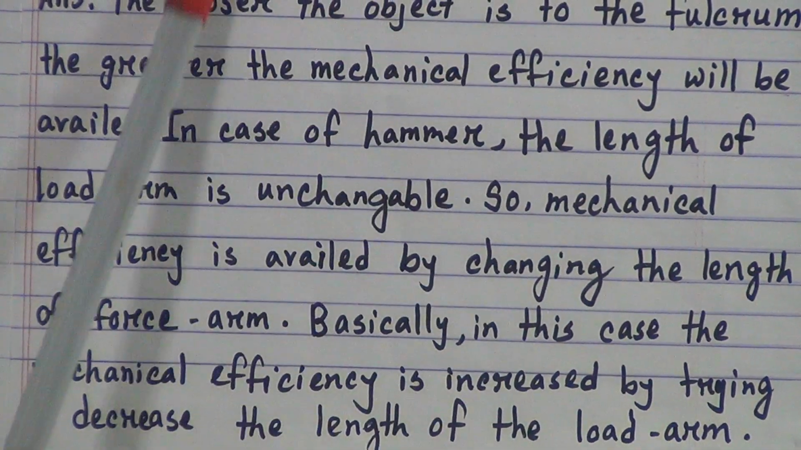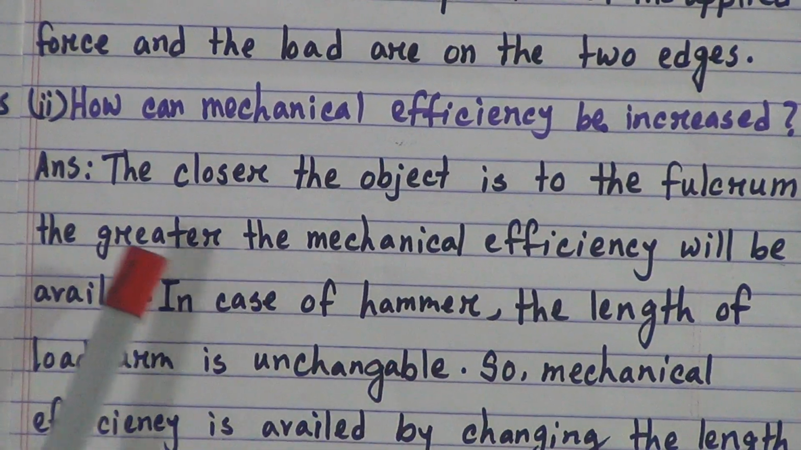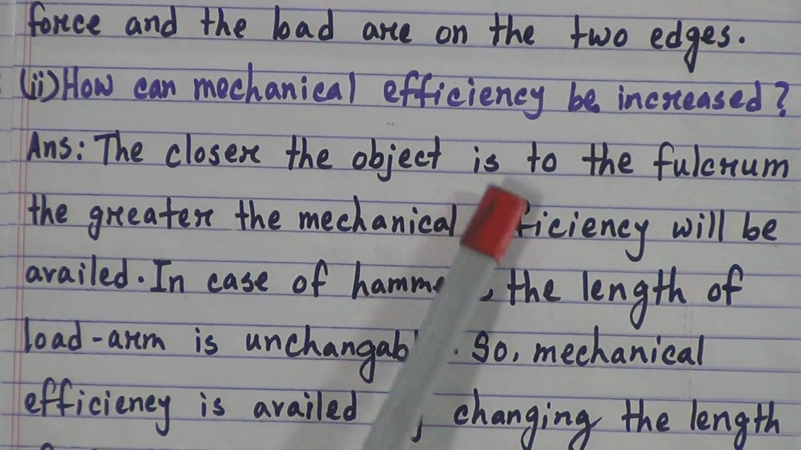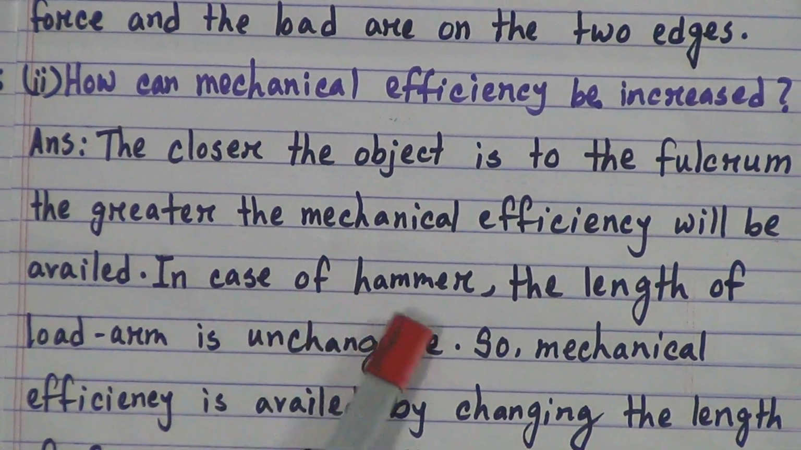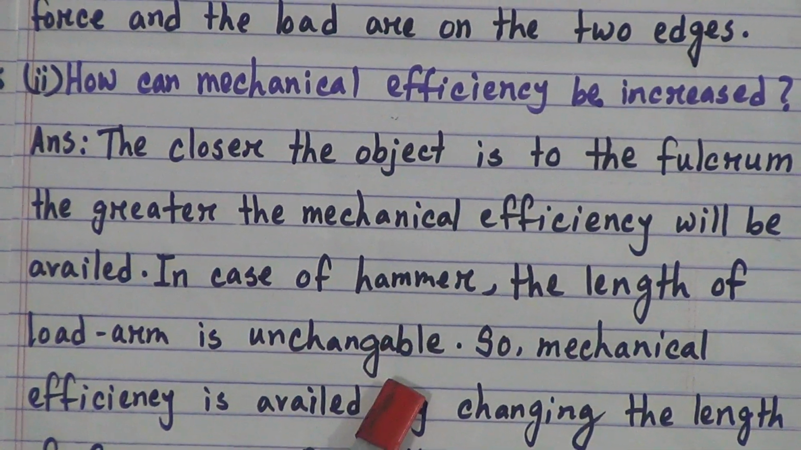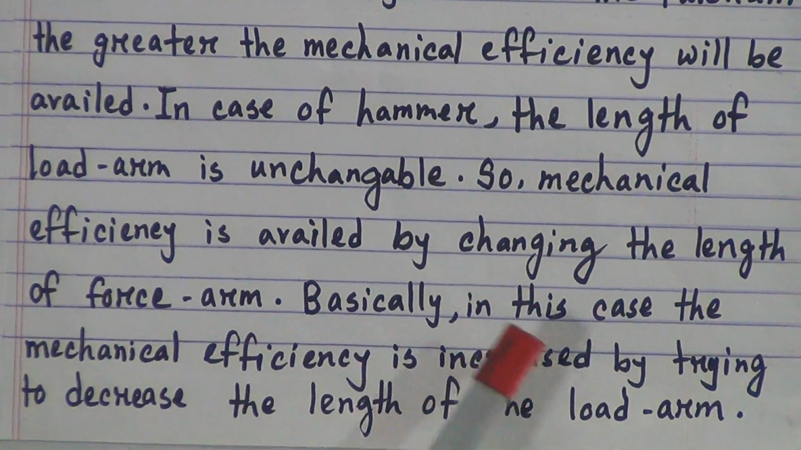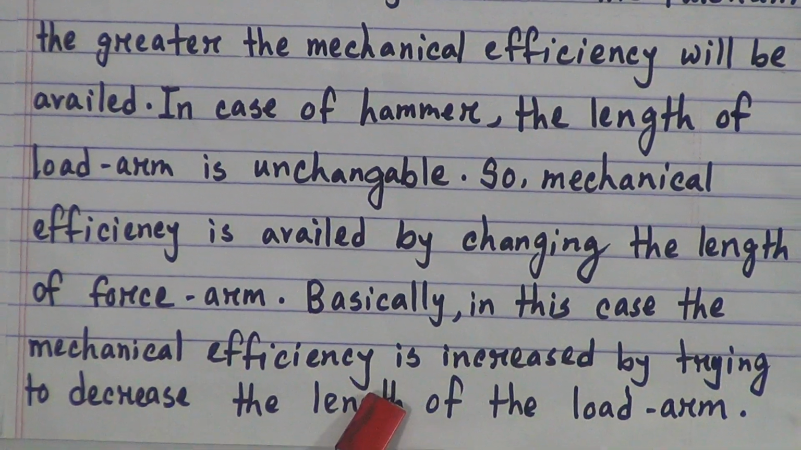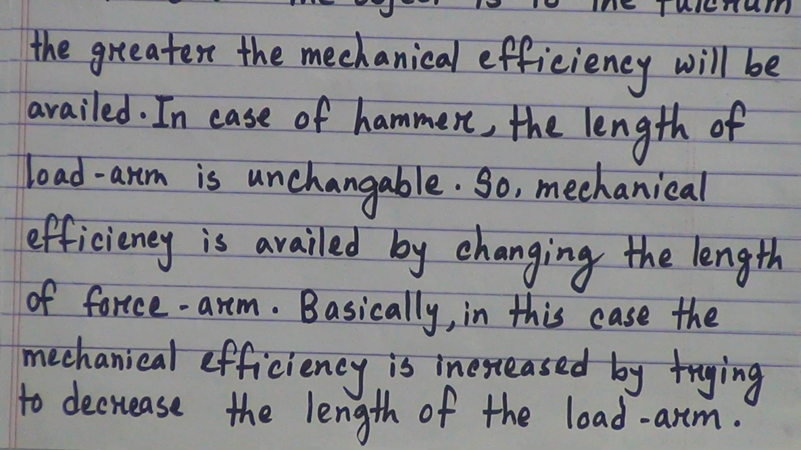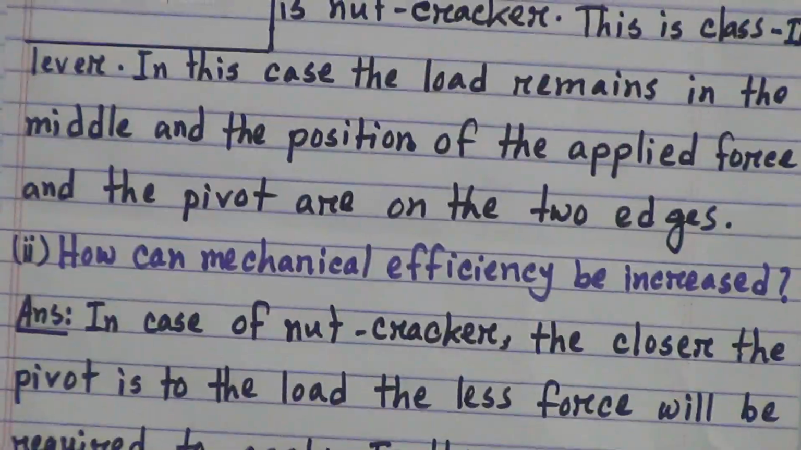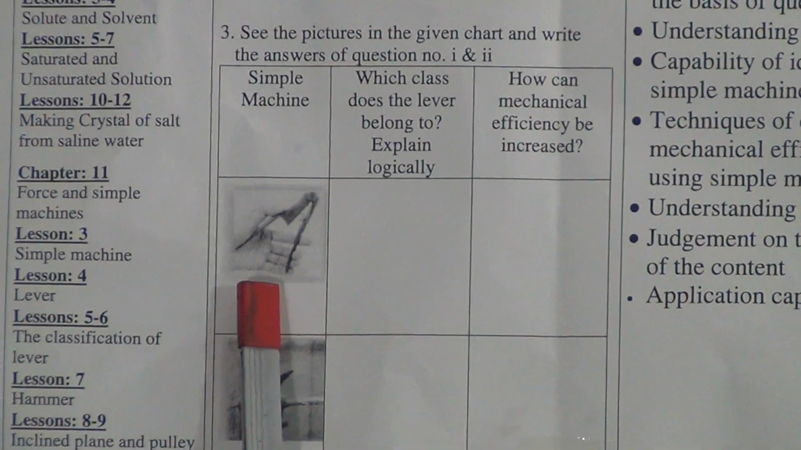Dear students, I am repeating, how can mechanical efficiency be increased in class 1 lever? The closer the object is to the fulcrum, the greater the mechanical efficiency will be. In case of hammer, the length of load arm is unchangeable, so mechanical efficiency is gained by changing the length of force arm. Basically, mechanical efficiency is increased by trying to decrease the length of load arm. Now I will discuss the figure of nutcracker.